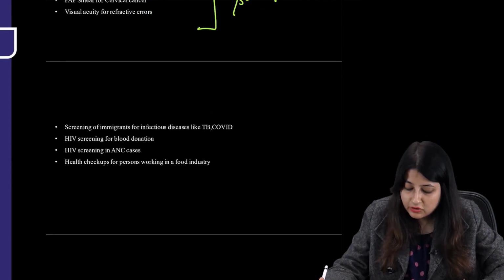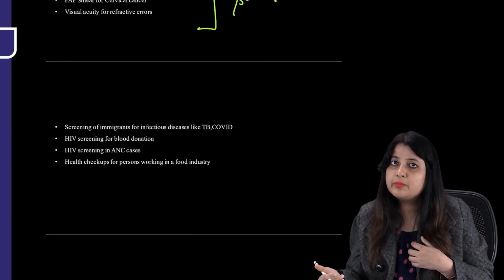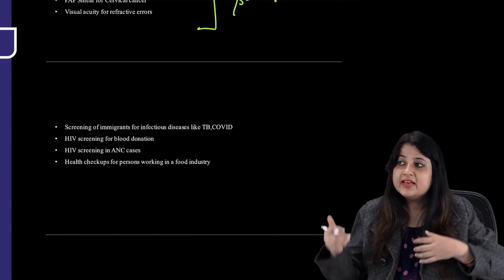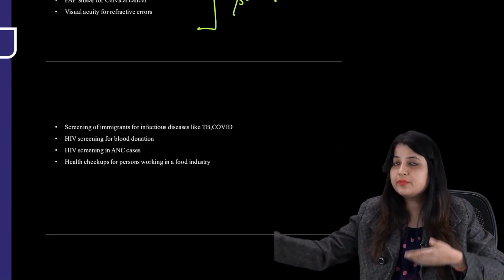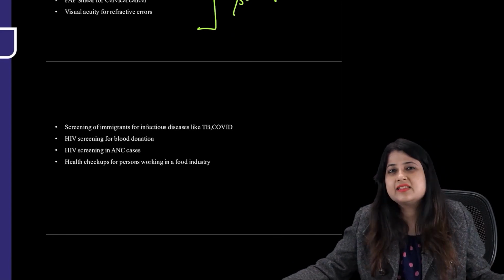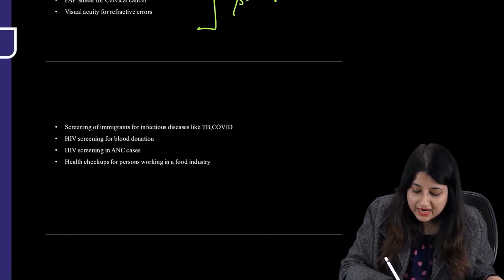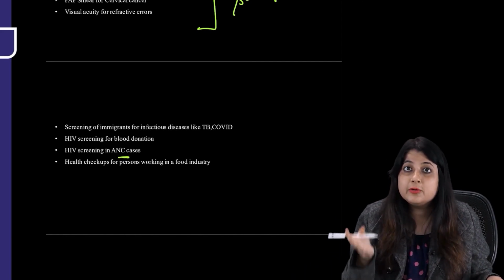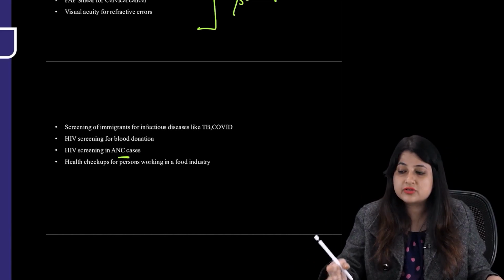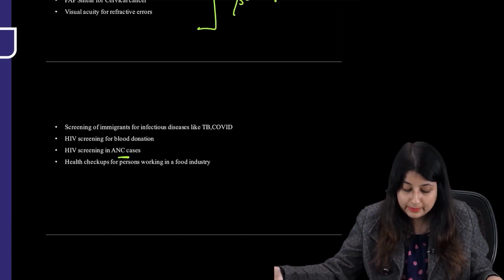But screening of immigrants for infectious diseases like TB, COVID, HIV screening for blood donation. I've gone to donate blood and I'm being screened for HIV. It's more than me, it's for the benefit of the person who's going to receive the blood. HIV screening in ANC cases. Now, is it not for the benefit of the mother? More than that, why do you screen a woman for HIV? To prevent mother-to-child transmission of HIV to the baby. So it's for the benefit of the baby.